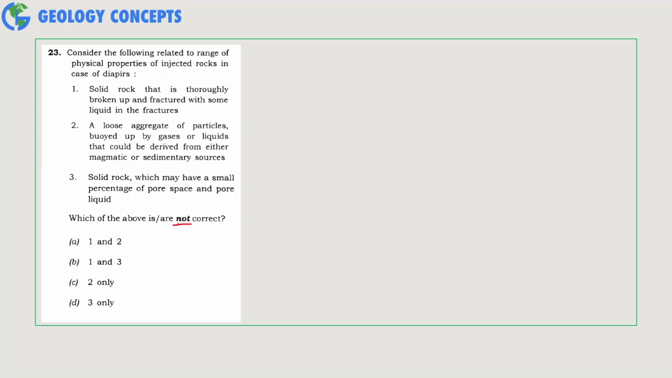Next question. Consider the following related to range of physical properties of injected rocks in case of diapirs. Solid rock that is thoroughly broken up and fractured with some liquid in the fractures, a loose aggregate of particles buoyed up by gases or liquids that could be derived from either magmatic or some sedimentary sources. Solid rock which may have a small percentage of pore space and pore liquid. So we have to choose which one is not correct.